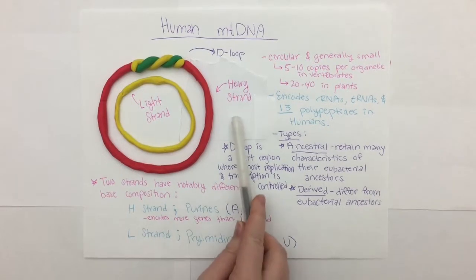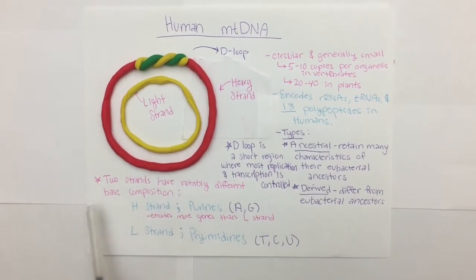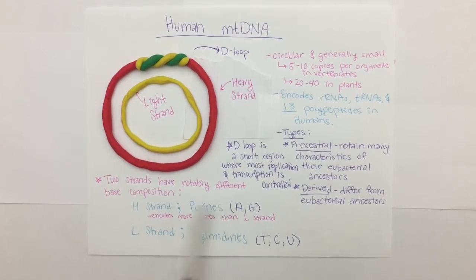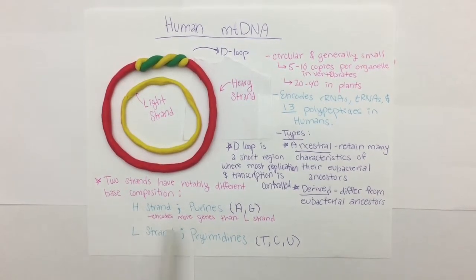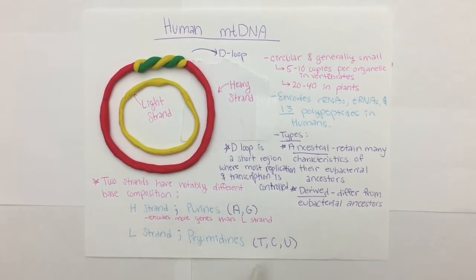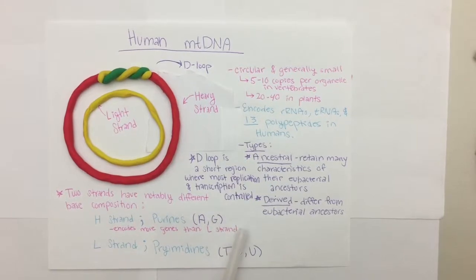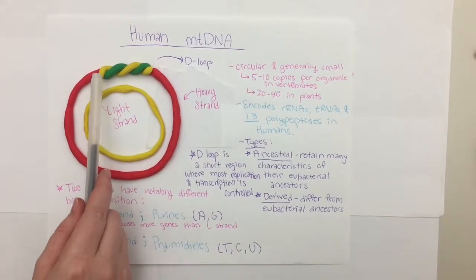So if you look here, the red is the heavy strand, and there's also a yellow, which is the light strand. These two strands are notably different in base composition. The H strand has purines, which are A and G, and this encodes for more genes than the L strand. The L strand has pyrimidines, and these are T, C, and U. The D loop is a short region where most of the replication and transcription is controlled, and you can see it right here on the heavy strand.